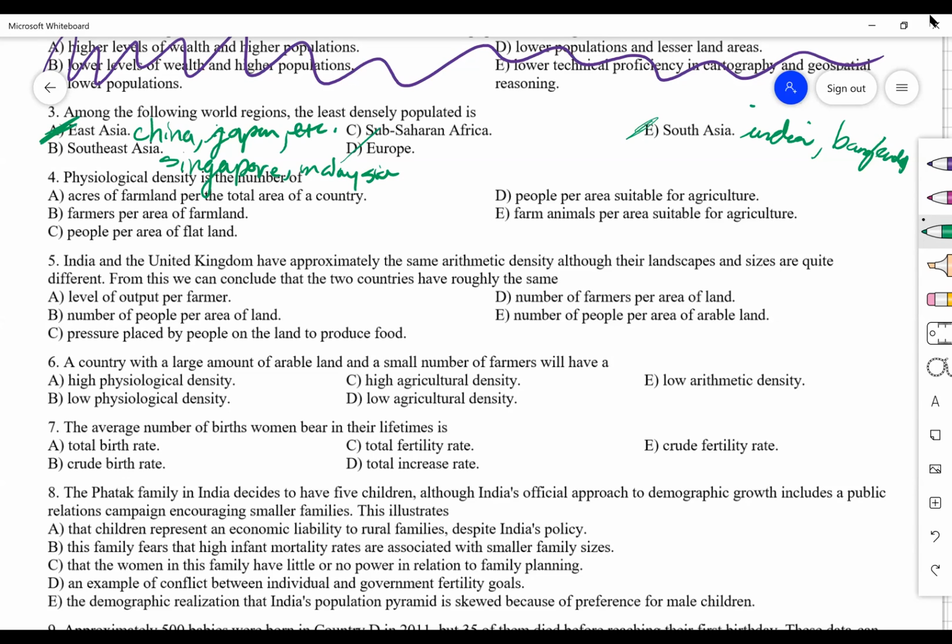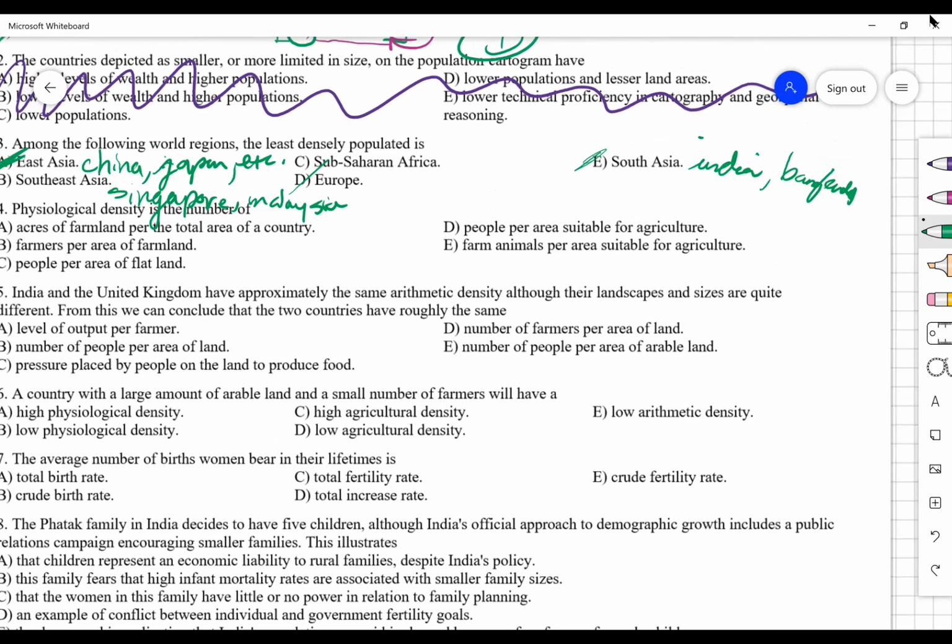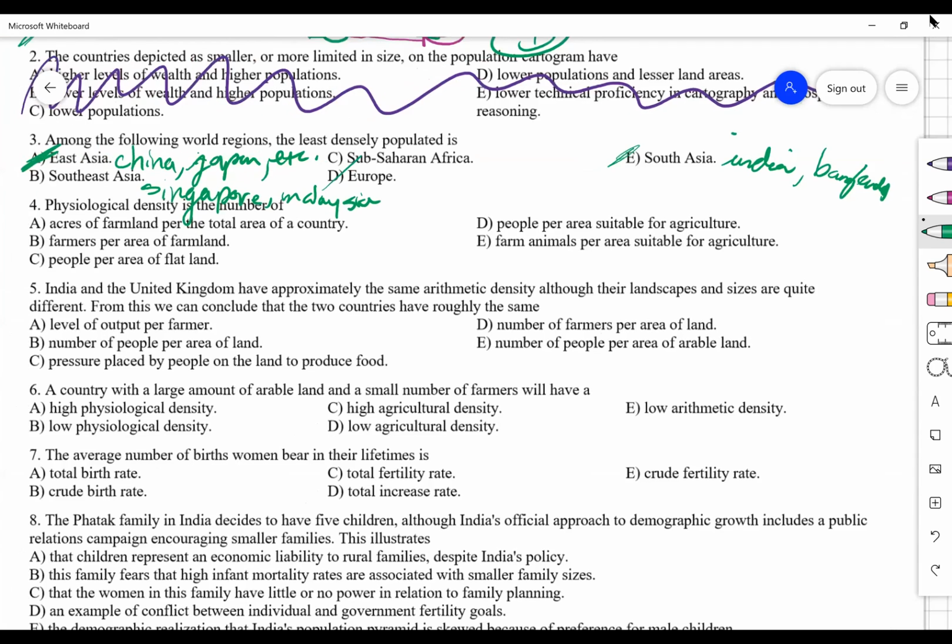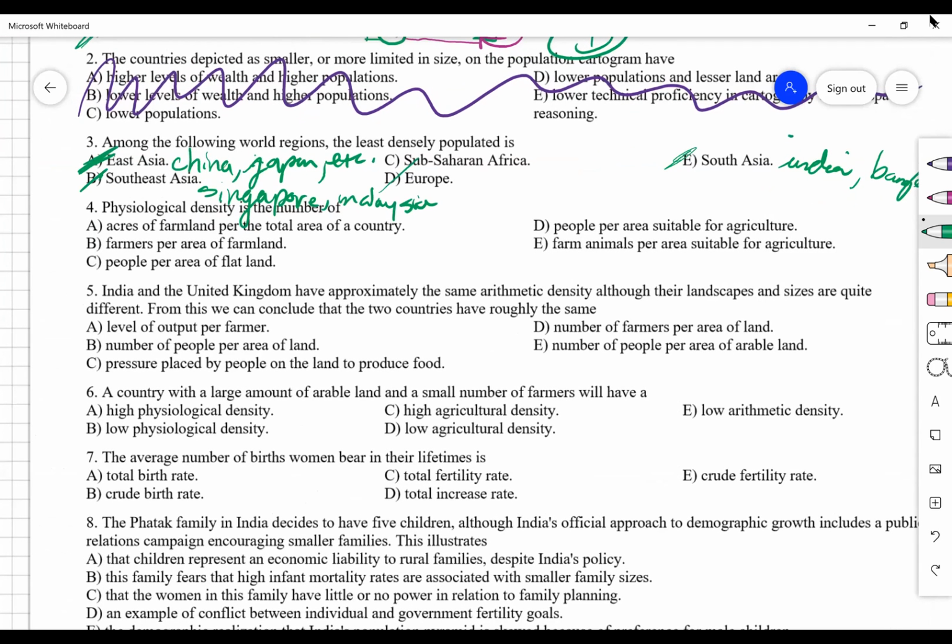And Singapore is like a tiny dot. It is like the size of New York City, and it has a ton of people. So I'm going to put a whole slash mark through this one. So my options left are Sub-Saharan Africa and Europe.